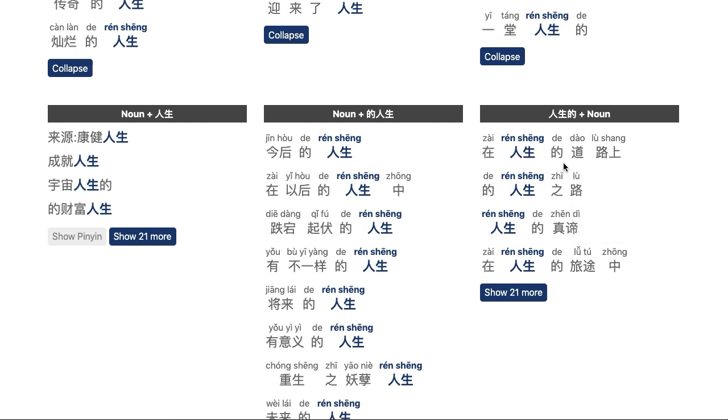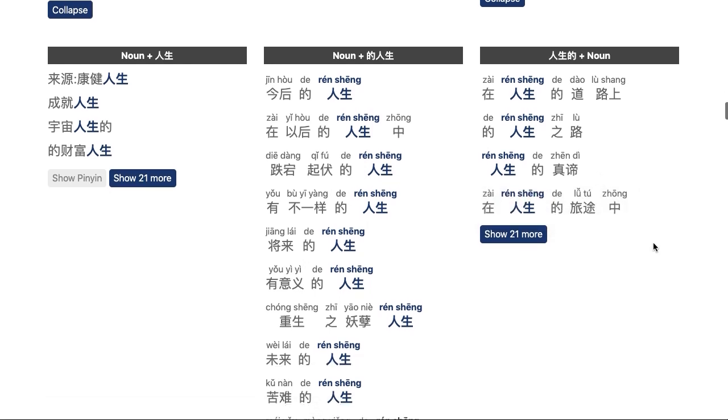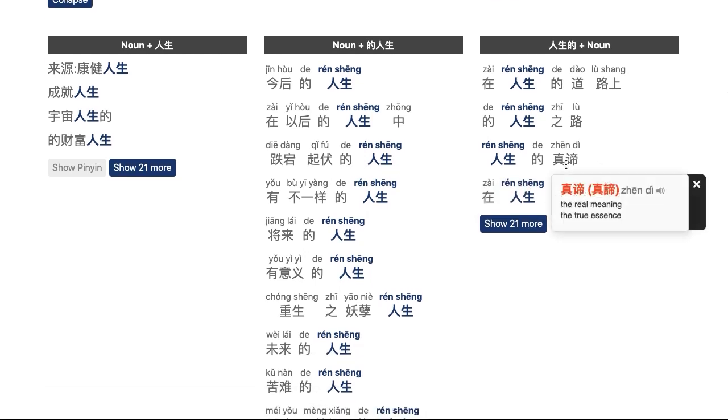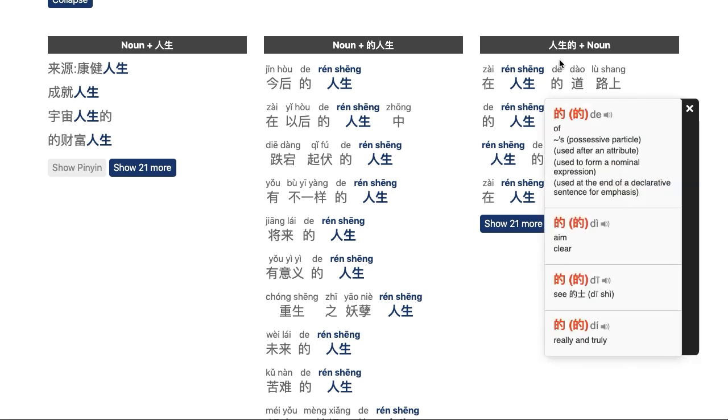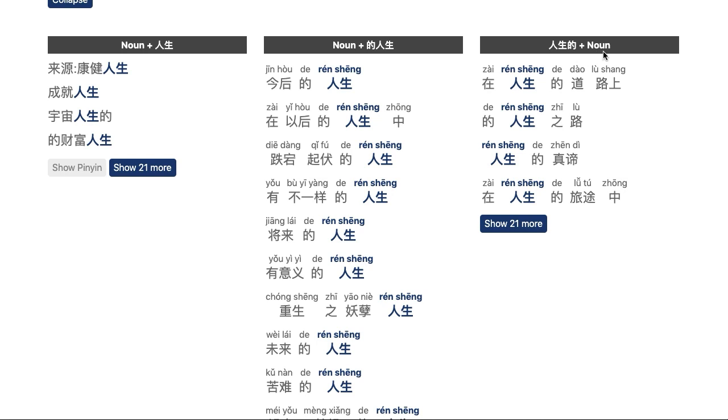Whereas for 人生 we get collocations like 在人生的道路上, on the road of life, on the path of life, 人生的道路上, 人生之路, 人生的真谛, the truth to life, right? Or the final truth to life, right? 人生的真谛, the real meaning to life. I should have just looked at the translations here. 在人生的旅途中, in the journey of life.